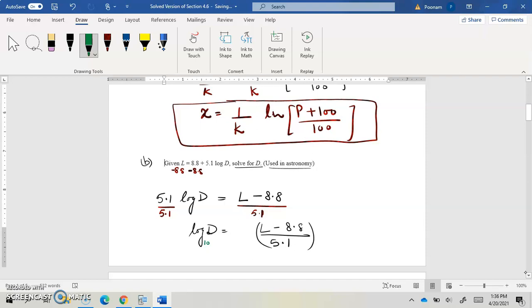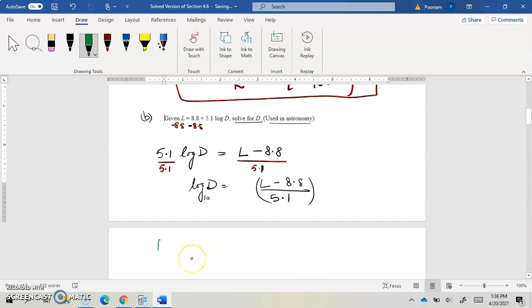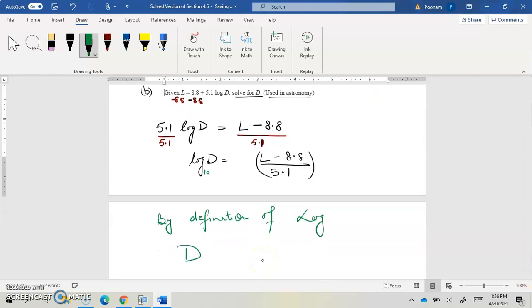So this whole side is the exponent, right? So by log's definition, we have D is equal to 10 raised to power this whole expression, (L minus 8.8) divided by 5.1. That is using the definition of log, because the base here was 10. So base in the exponential also becomes 10. So 10 should be raised to this right side to get D.